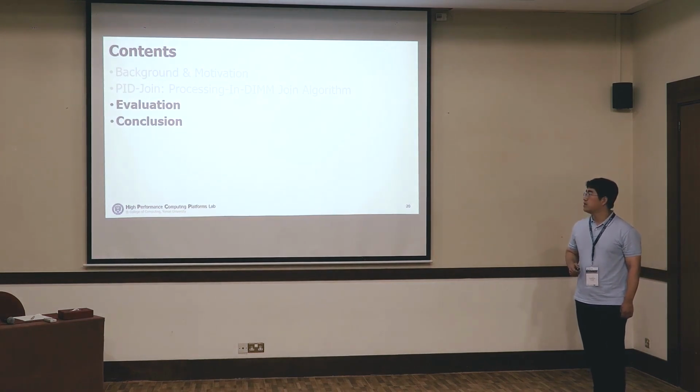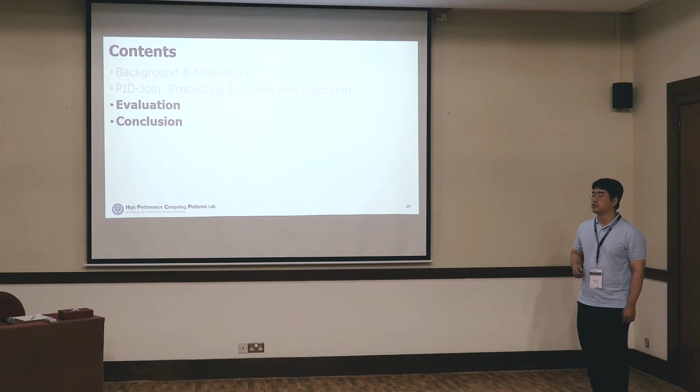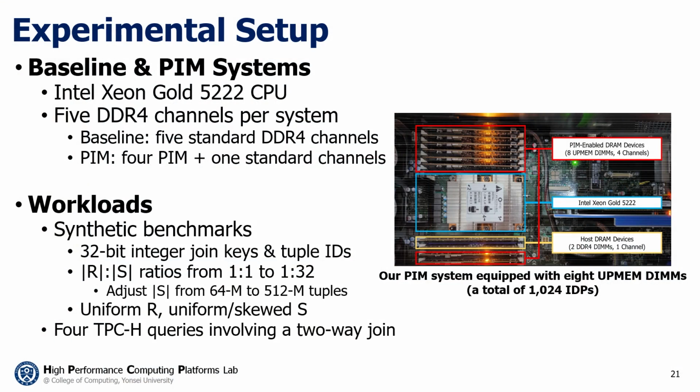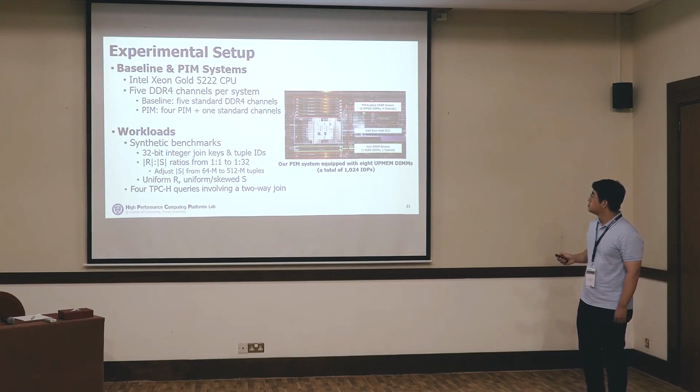From now on, I'll explain the evaluation results and the conclusion of this topic. Our experimental system consists of an Intel Xeon 5222 CPU, and we utilize 4 channels. In the baseline system, we have 5 standard channels, and for the PIM system, we have 4 PIM channels and 1 for the standard memory. We have a synthetic benchmark with 32-bit build keys and probe keys, and we vary the R to S ratio and also consider skew distributions. And we have 4 TPC-H queries involving a two-way join. So this is the picture of our system.